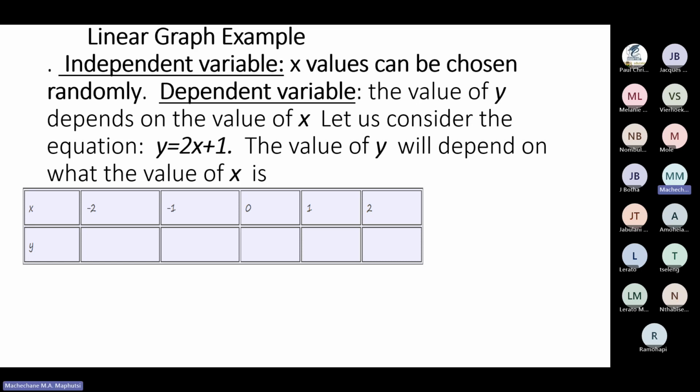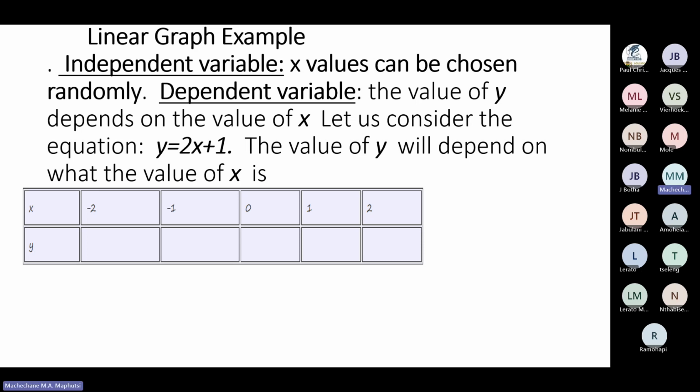So like I said, we are going to draw the linear graph. The linear graph that we're going to draw, we have to draw it on the Cartesian plane. The Cartesian plane is made up of x values and y values. The x values, we call them the independent variable because we can choose x values randomly. We are allowed to choose the x values, as you can see on my table there.